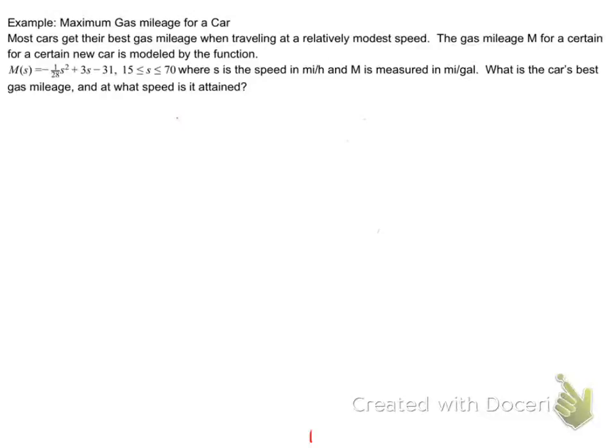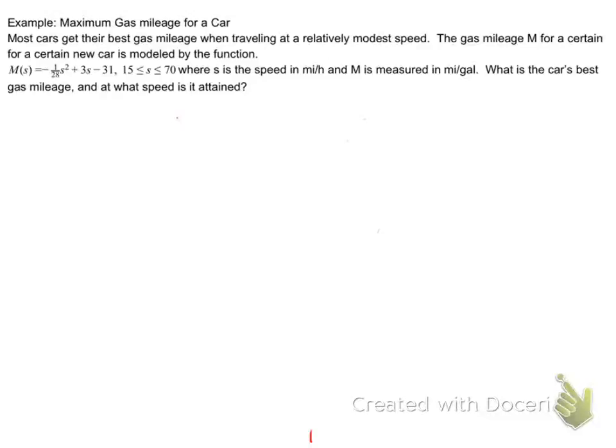So, this one's about gas mileage on a car. Very important nowadays. It says most cars get their best gas mileage when traveling at a relatively modest speed. I think the last time I heard, cars were supposed to be geared for like 55 miles an hour. I don't know, for the optimum gas mileage. This problem is going to be a little different, but we all know we don't go about 80, so probably not getting the best gas mileage, guys, in our cars. You probably can look this up online for your particular model of a car.